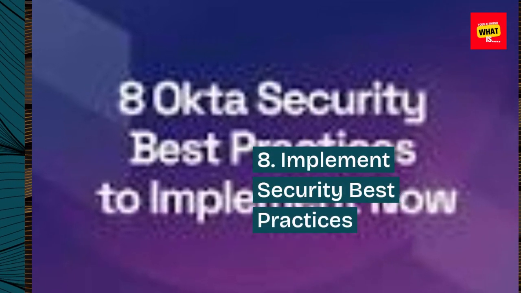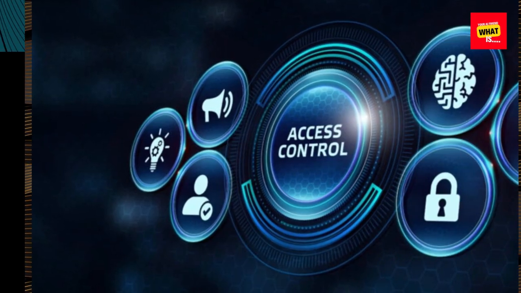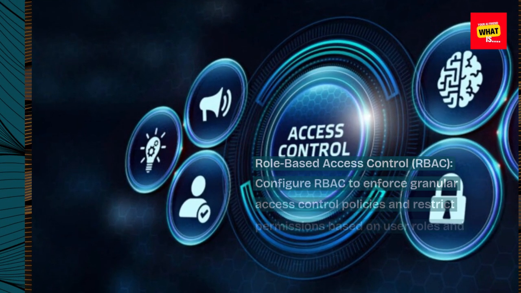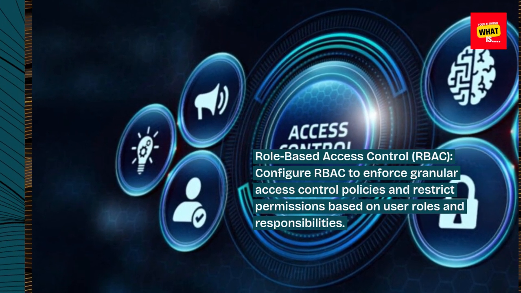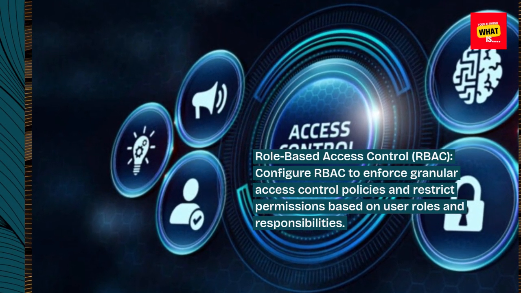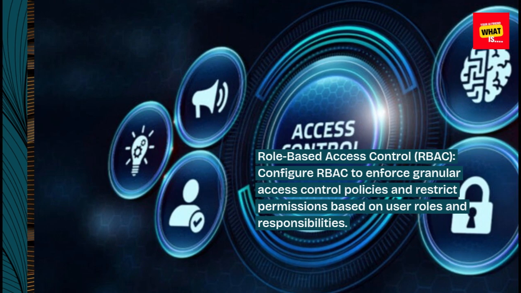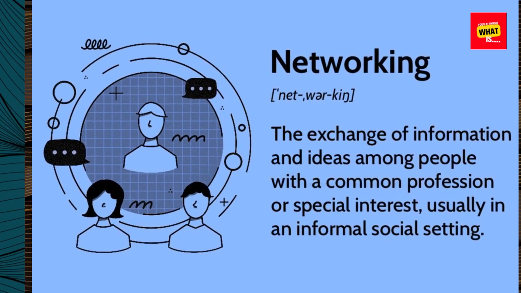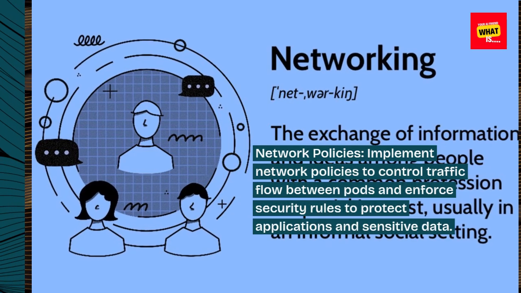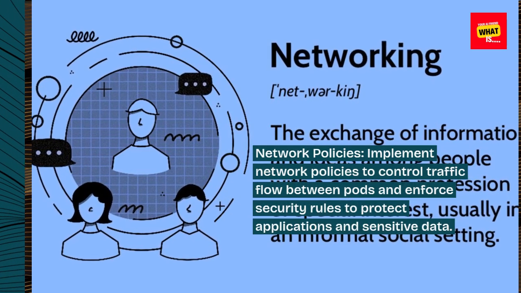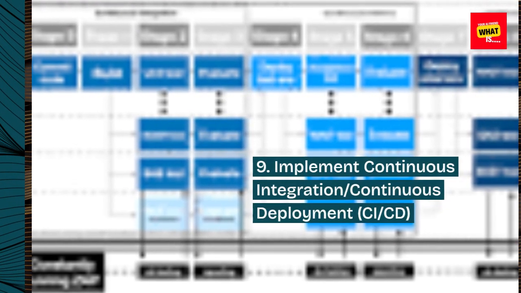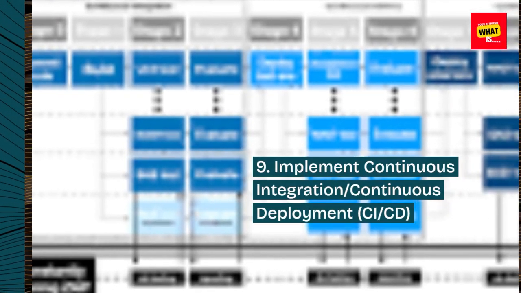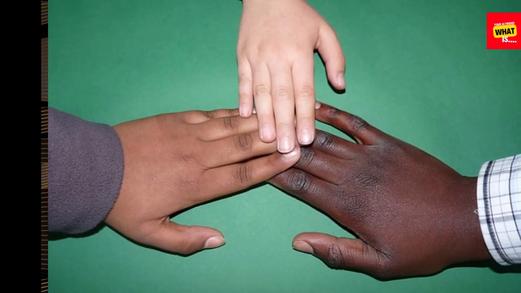8. Implement security best practices. Role-based access control, RBAC: configure RBAC to enforce granular access control policies and restrict permissions based on user roles and responsibilities. Network policies: implement network policies to control traffic flow between pods and enforce security rules to protect applications and sensitive data.